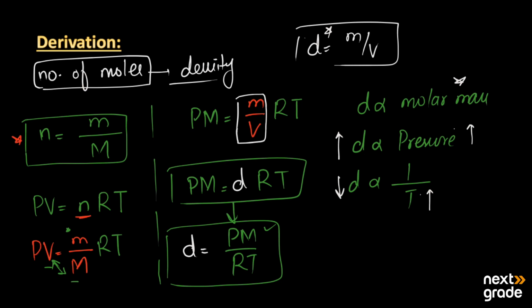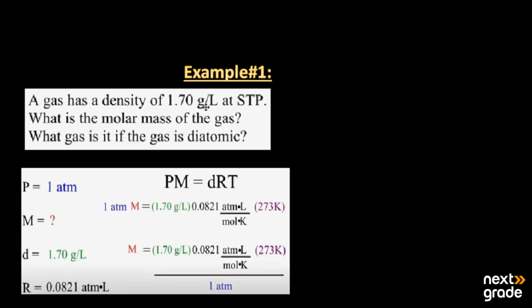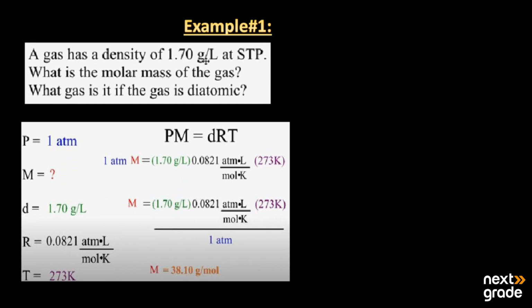So let's have a look at example number 1 for this purpose. Here we have an example in which we have a gas with a density of 1.70 gram per liter at standard temperature and pressure. Standard temperature and pressure means the standard temperature is 273.16 Kelvin and the standard pressure is almost 1 atm. What is the molar mass of the gas?